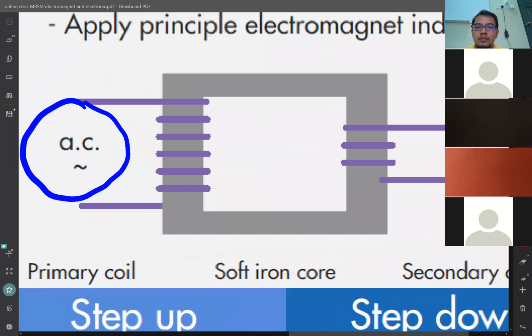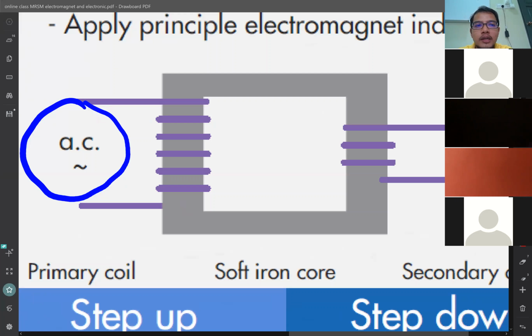Okay, so transformer. Good question, Aina. That's why eddy current is like this. So basically, why do we say that a transformer is using induction?